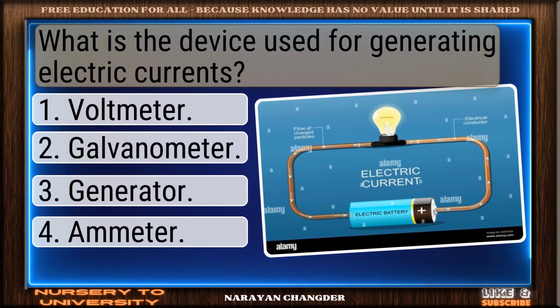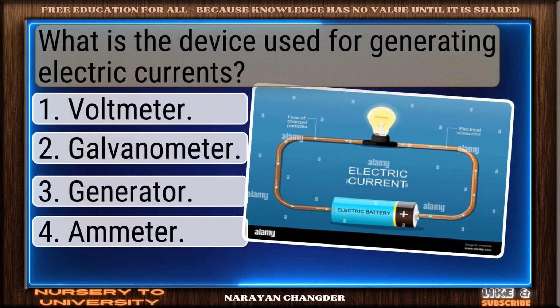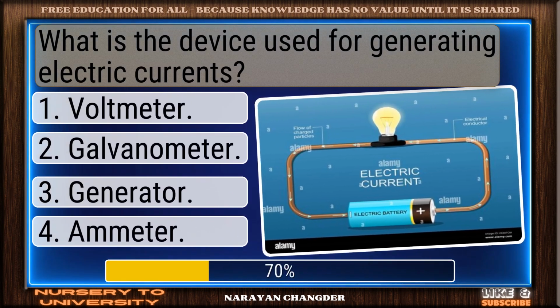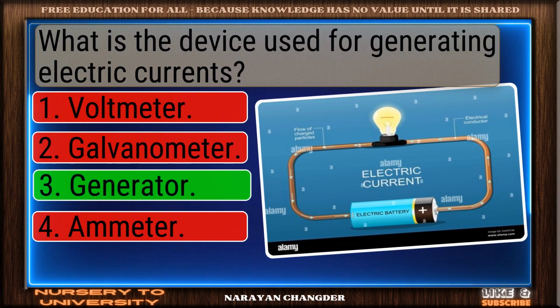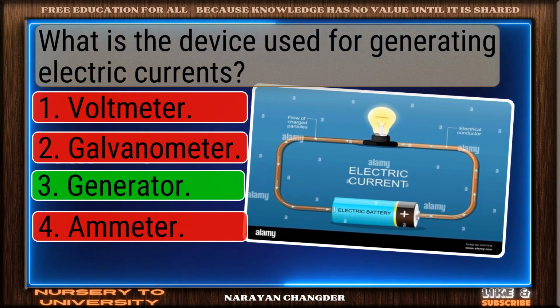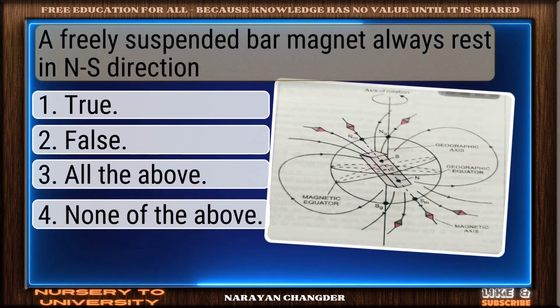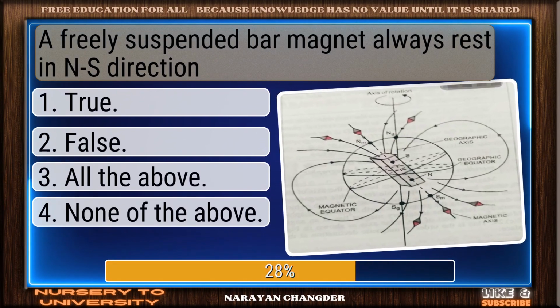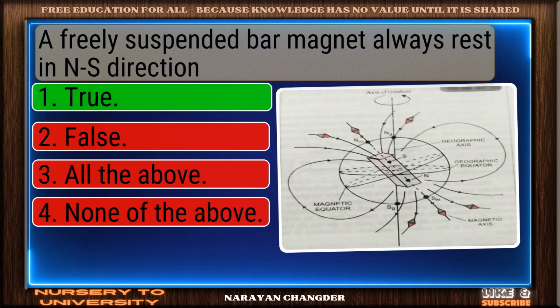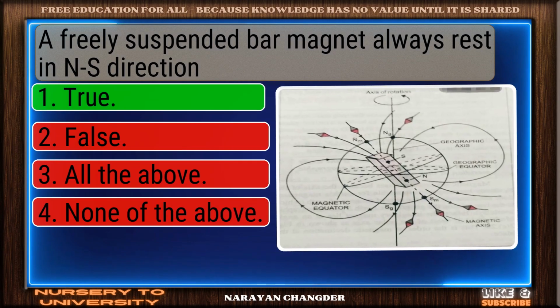What is the device used for generating electric currents? You chose generator. Correct. A freely suspended bar magnet always rests in north direction. Bravo! True is the answer.